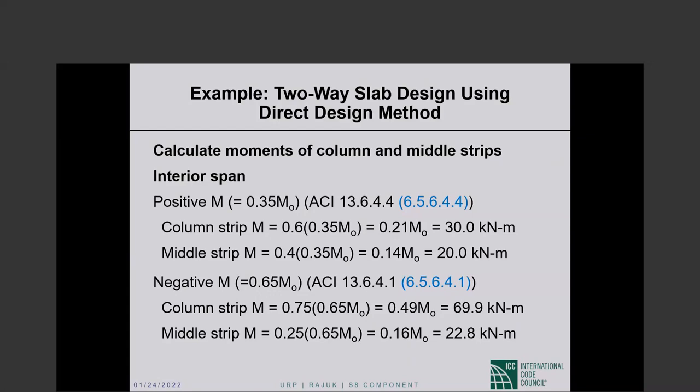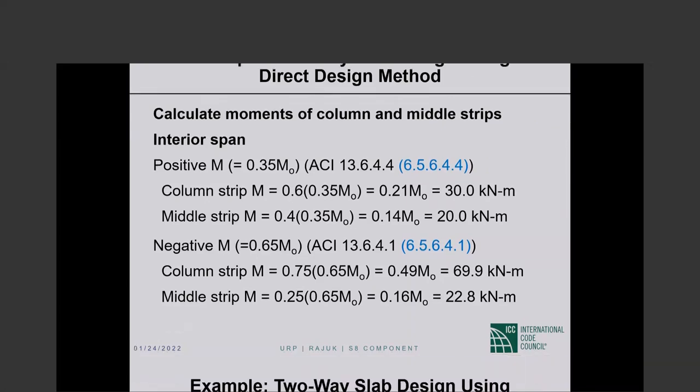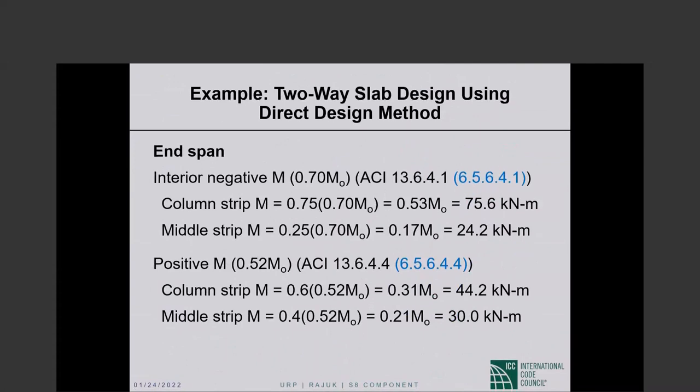Negative moment, both supports are the same. This is the interior span. 69.9 kilonewton meters is the column strip moment, 22.8 kilonewton meters is the middle strip moment. Okay, then the end span.